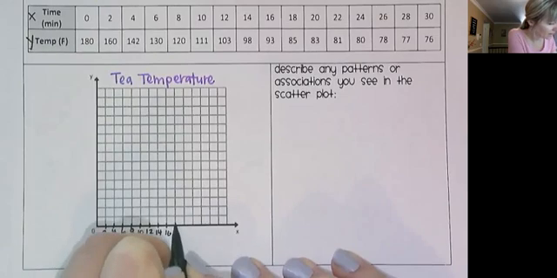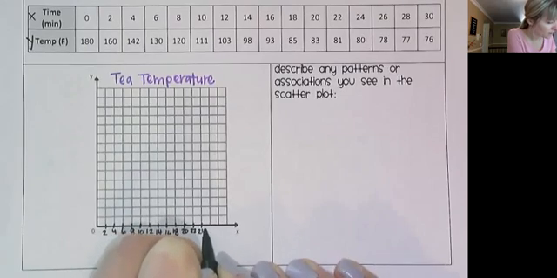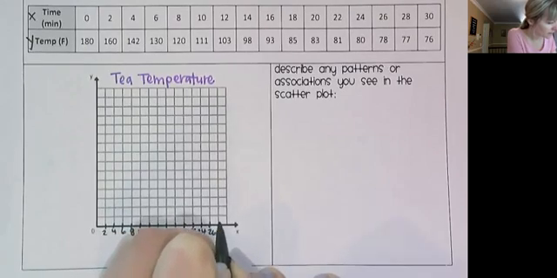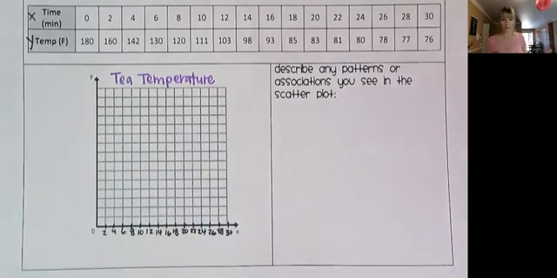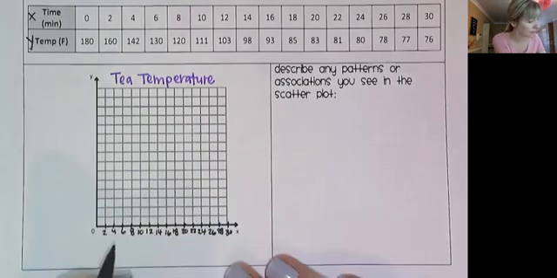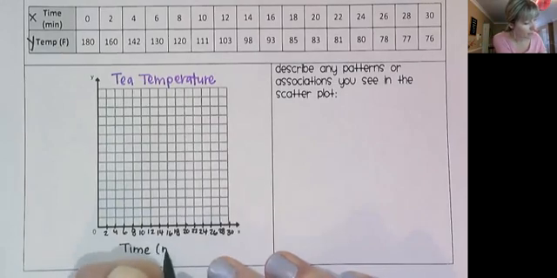16, 18, 20, 22, 24, 26, 28, and 30. So I got those labeled. And I also really need to do this. I need to tell myself that here on the x-axis, I have time in minutes.